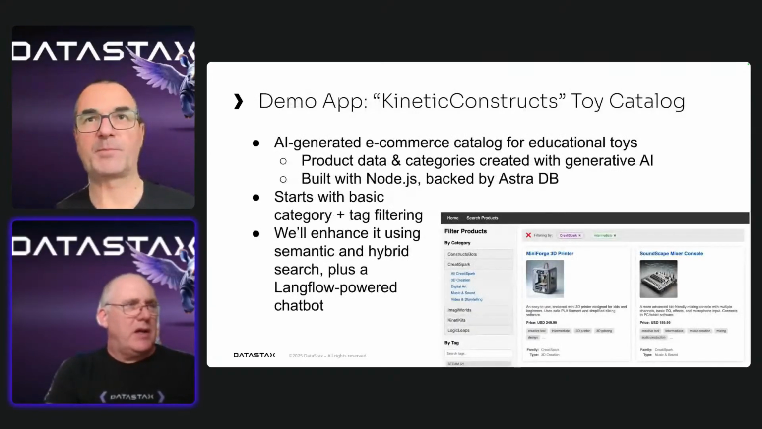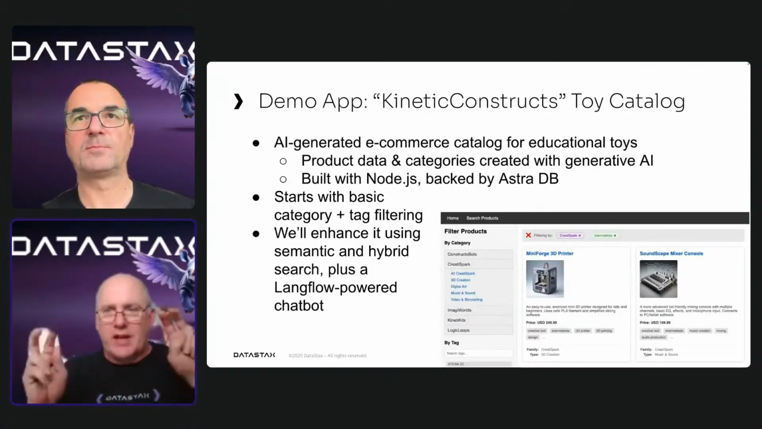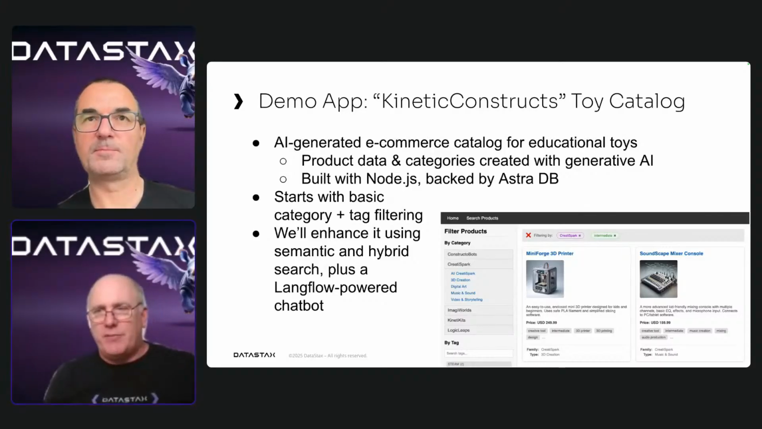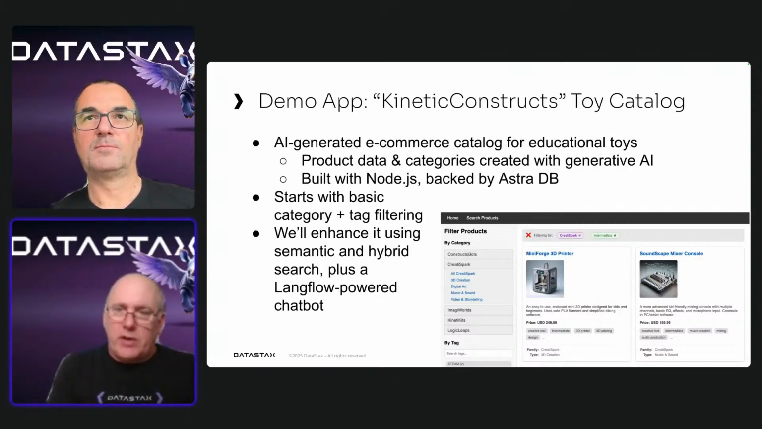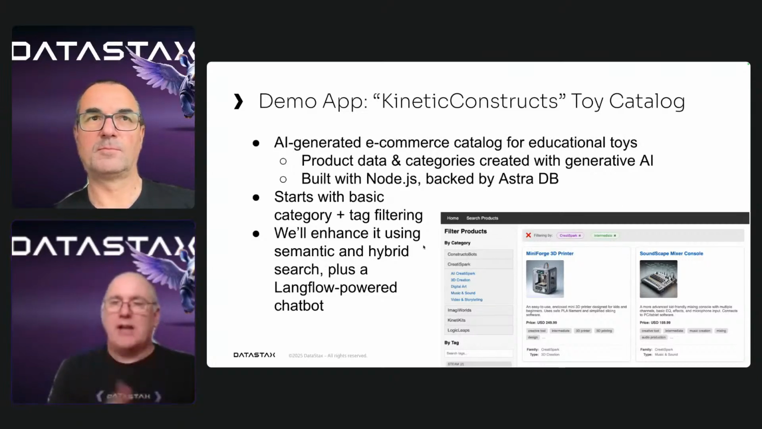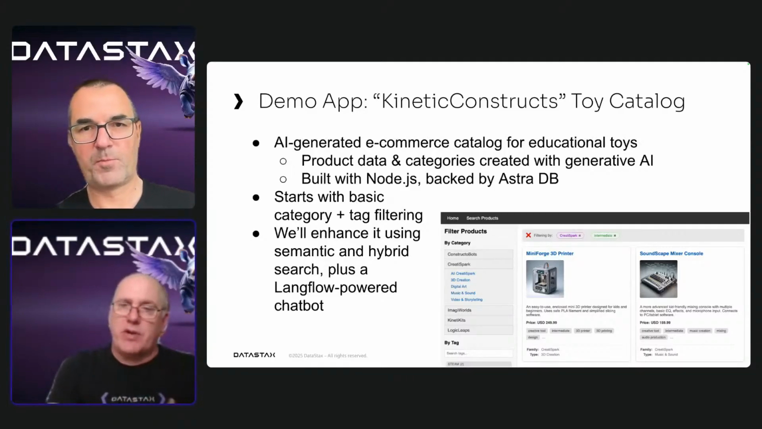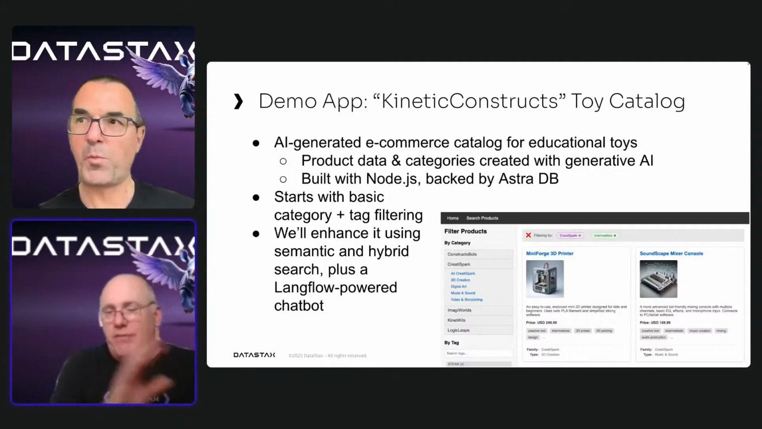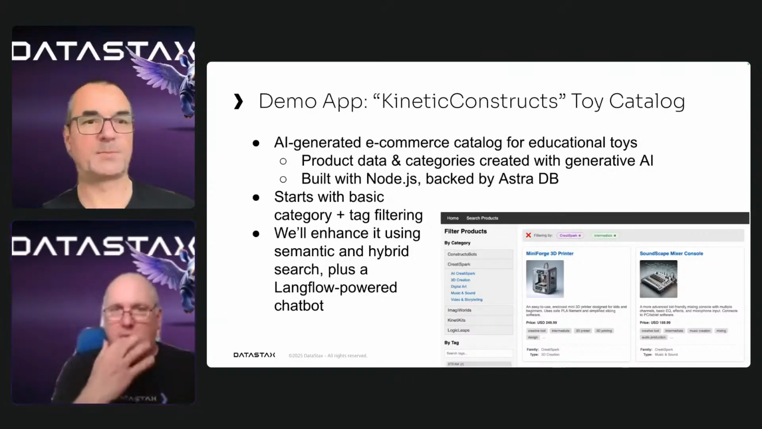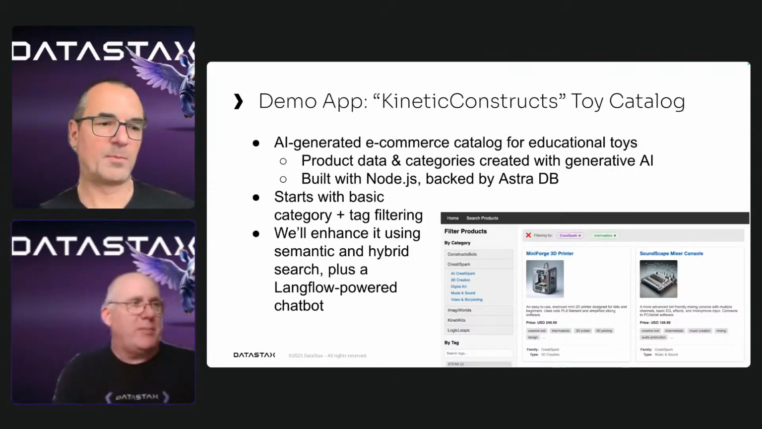Okay, so what we have built is this company called Kinetic Constructs. I built that in Cursor with largely the Gemini 2.5 model. I did it a few weeks ago in terms of the starting point, but the code is AI generated. The content is AI generated, including the pictures, which are DALL-E 3. I am not a full stack front-end developer, but it's a plausible enough looking application.